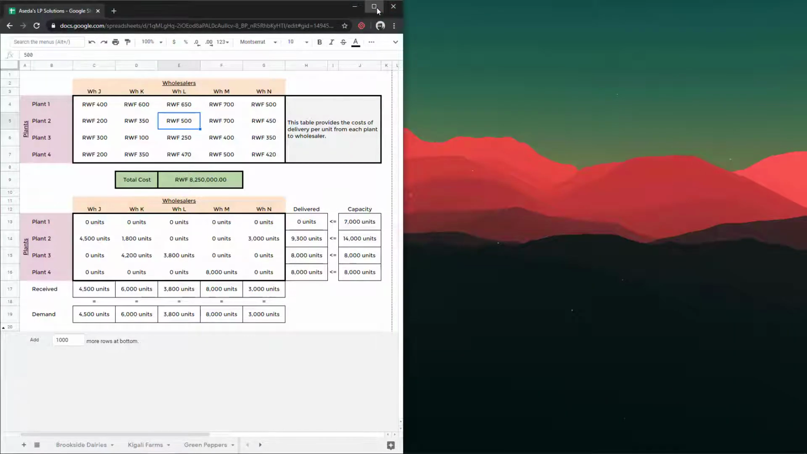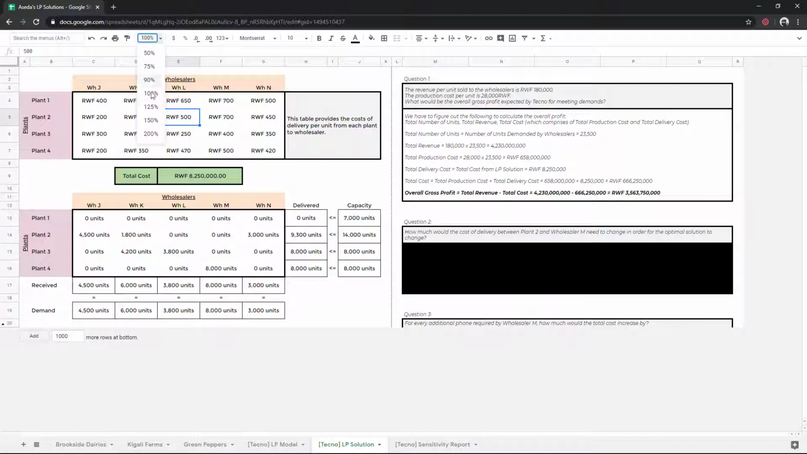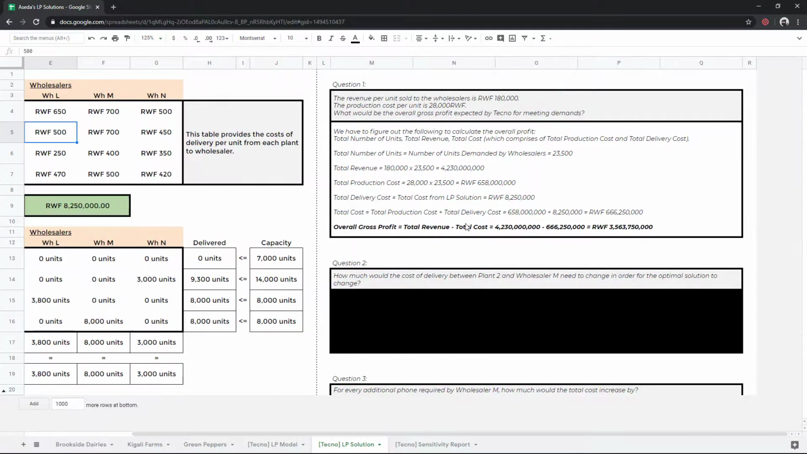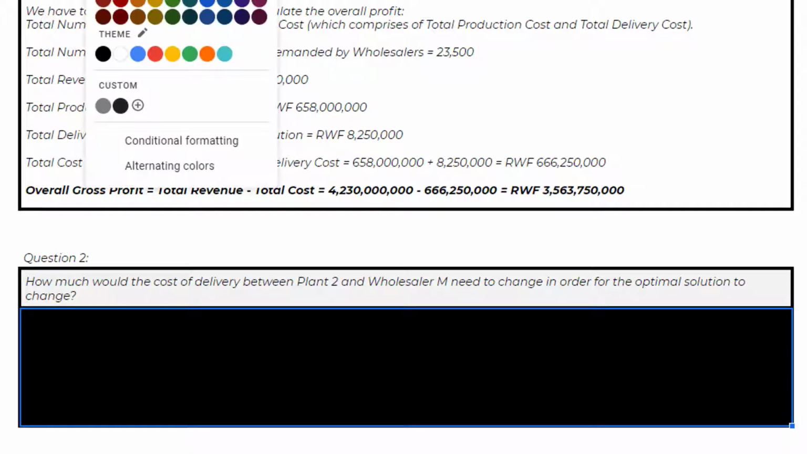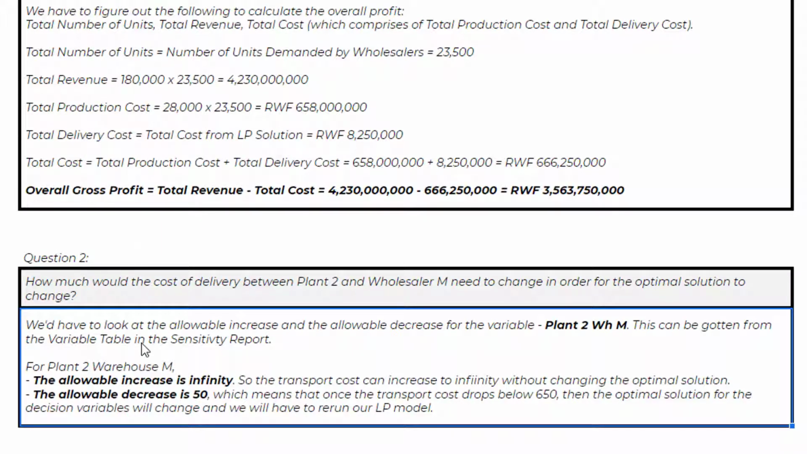I'm going to minimize this and re-expand this. Let's look at question 2. So question 2 says, how much will the cost of delivery between plant 2 and wholesaler M need to change in order for the optimal solution to change? Right, let me review this answer. Right, so in order to understand how much the cost of delivery between plant 2 and wholesaler M needs to change, we need to look at something called the allowable increase and allowable decrease, which I just explained.